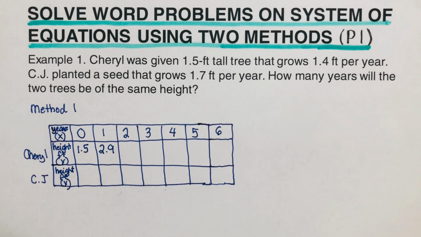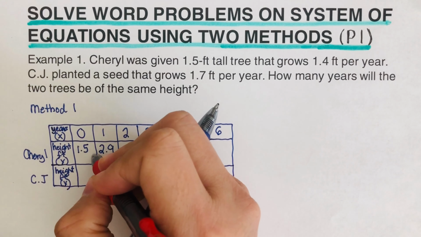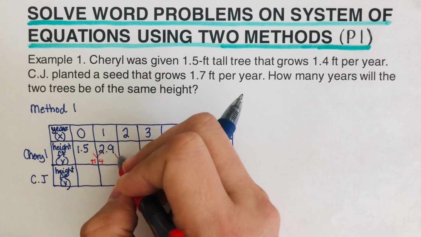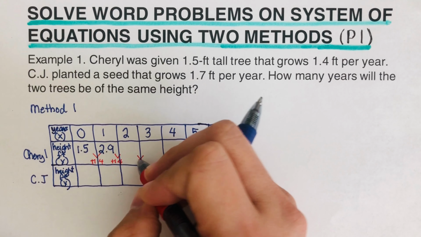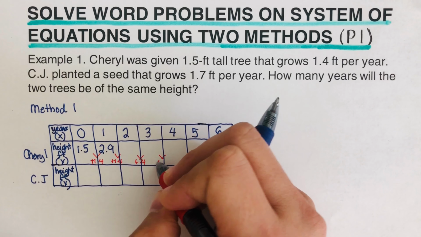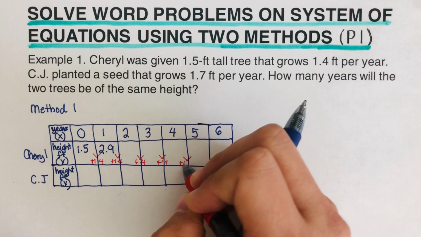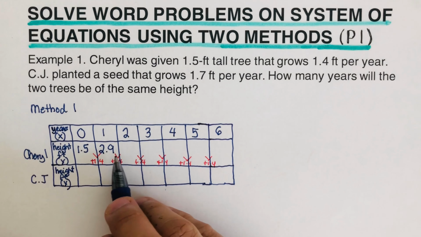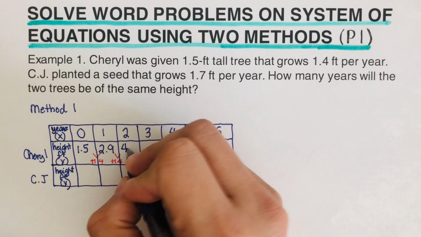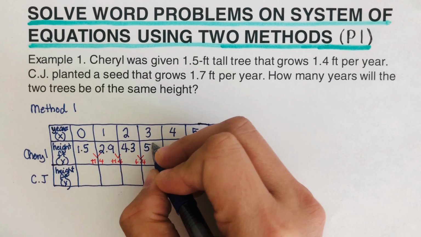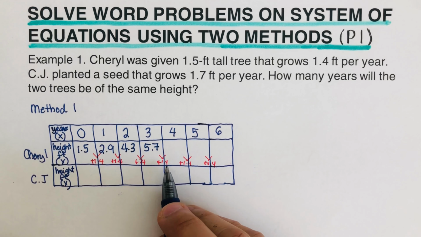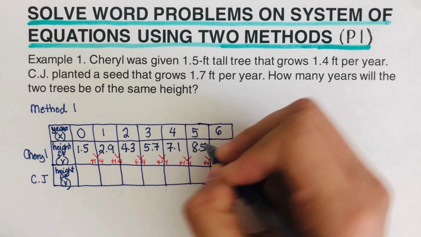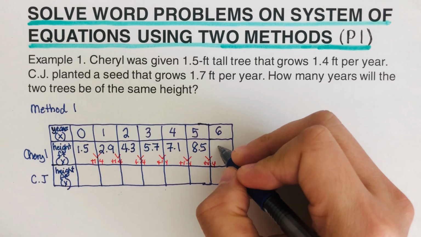Again, the number that we're adding is 1.4, so I'm just going to label that up here. That's plus 1.4. Then we add another 1.4 here, and then plus 1.4, plus 1.4, plus 1.4, plus 1.4, because that's the growth factor. So after 2.9, plus 1.4 would be 4.3. Then 5.7, plus 1.4 would be 7.1, plus 1.4 would be 8.5, plus 1.4 would be 9.9.